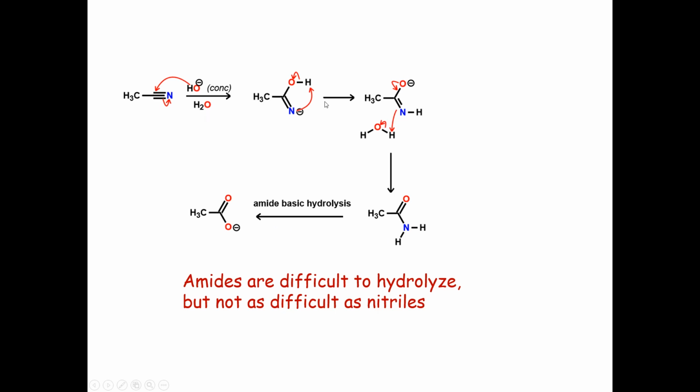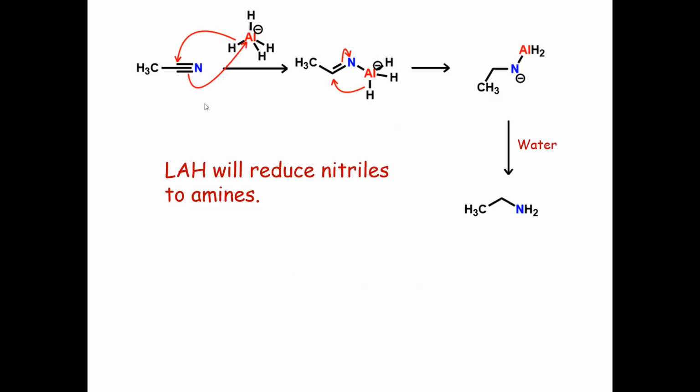So this first reaction is very slow. The next one's slow, but faster than the first one. So again, amides will go under acid conditions. Amides will go to carboxylic acids when you hydrolyze. Under basic conditions, they'll go to carboxylate. But in general, nitriles are pretty stable, and it's difficult to hydrolyze them under any circumstance.